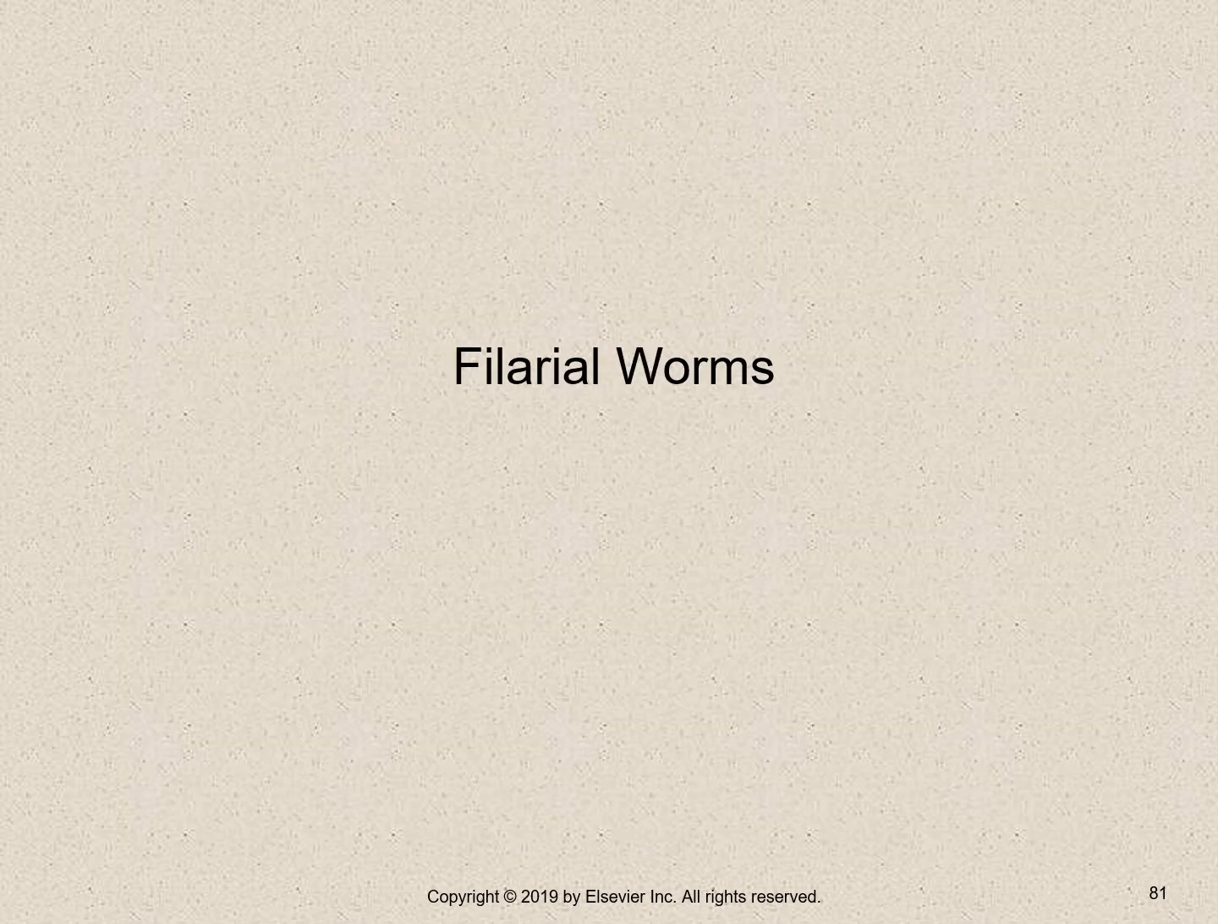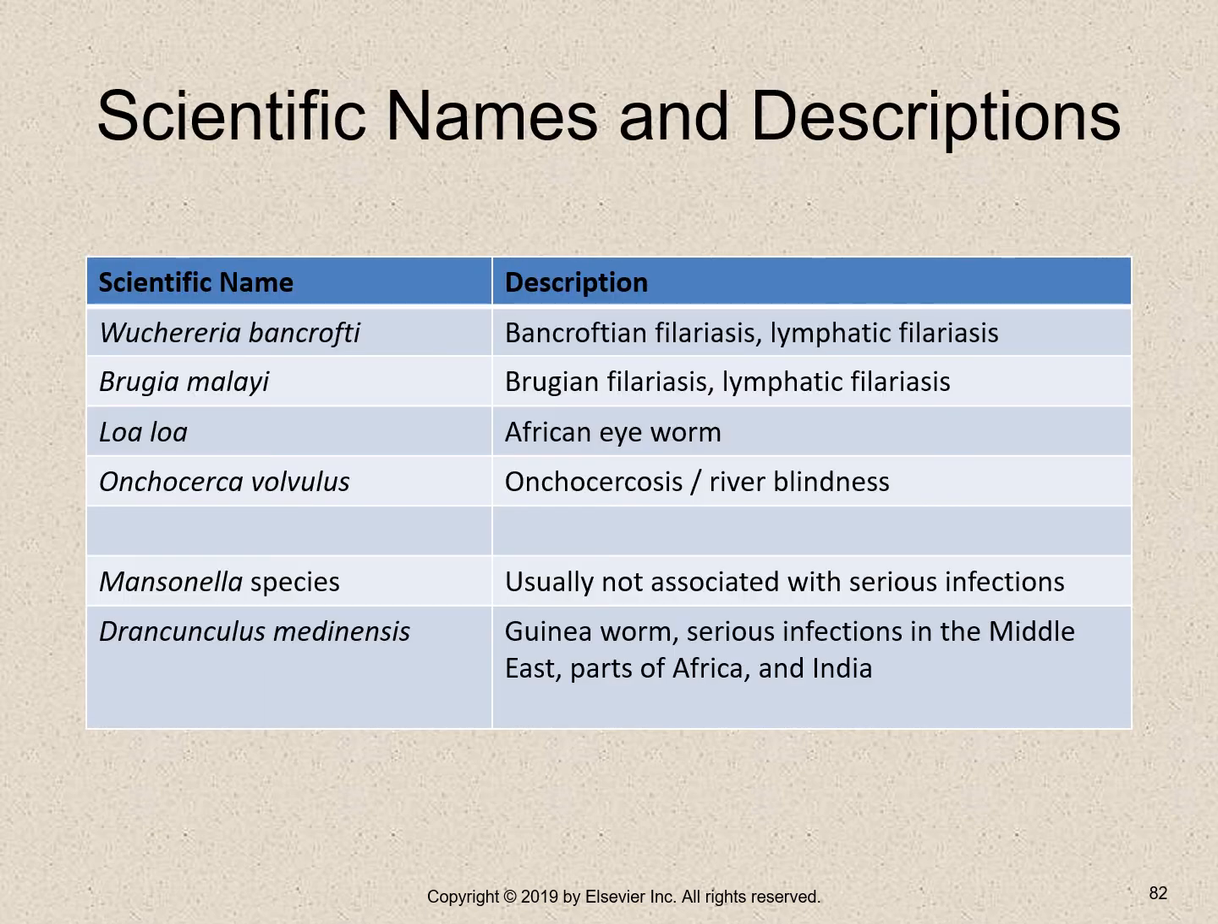The last group of worms we'll discuss are filarial worms, which are roundworms of blood and tissue found primarily in tropical areas of the world. Several species infect humans. So again, here's another table showing the scientific name of some of the organisms we'll discuss, and then here gives their description and/or common name.